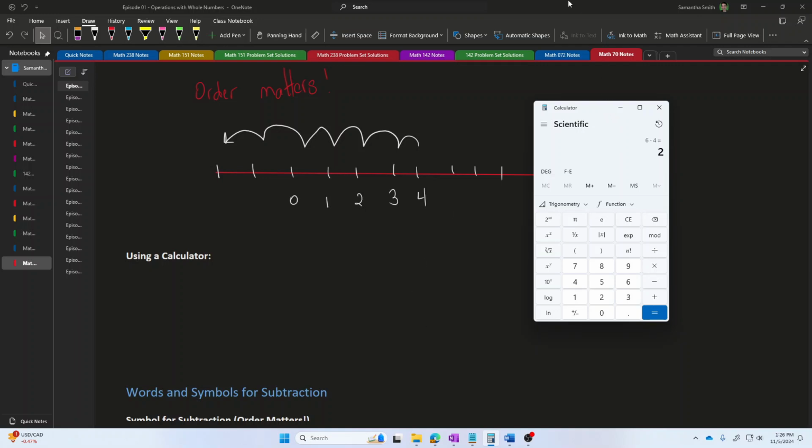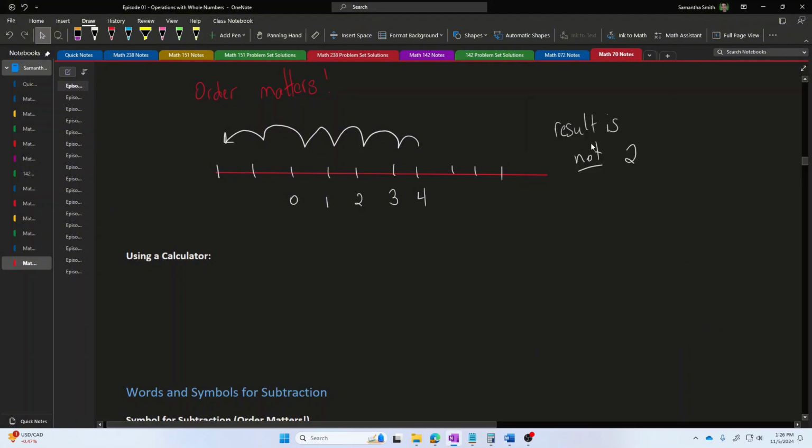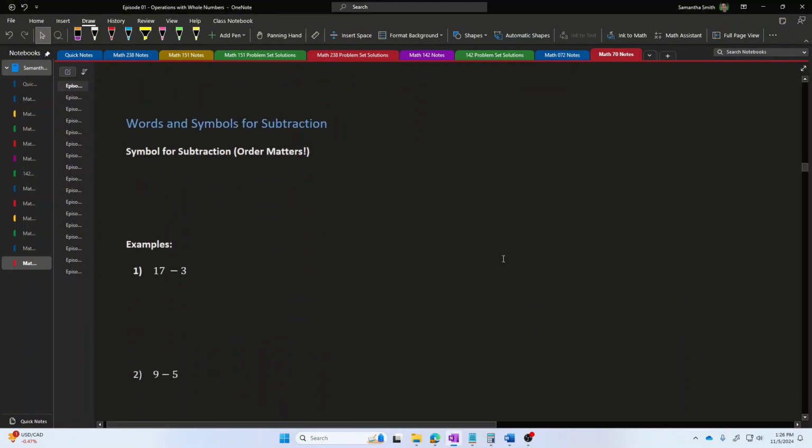Now what we've just typed into the calculator shows us the symbol that is used for subtraction. The symbol that's used for subtraction is a straight horizontal bar.